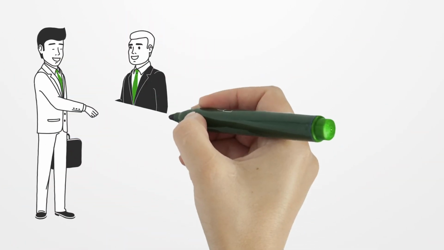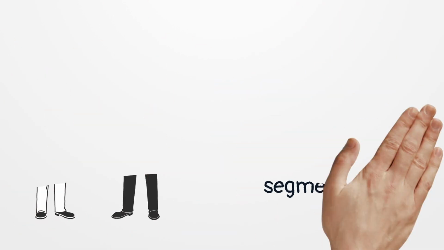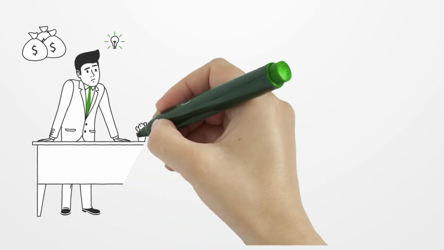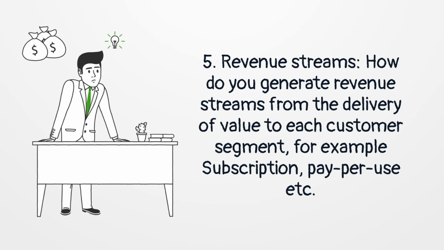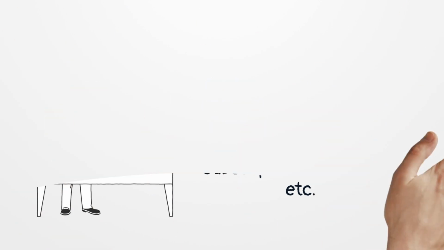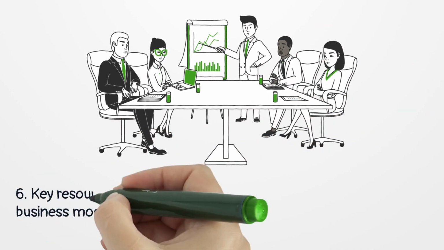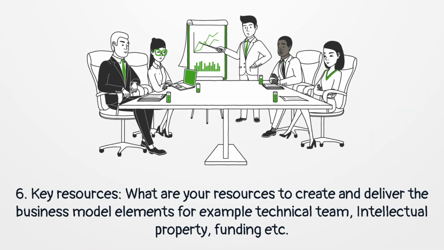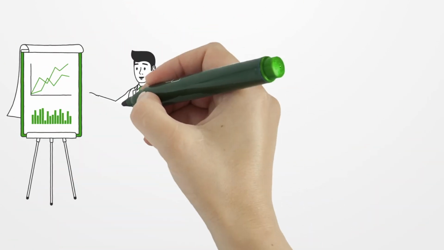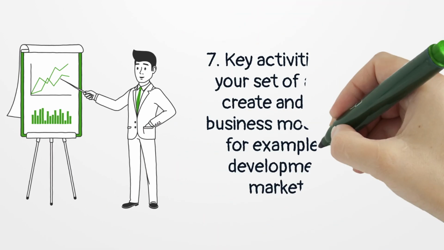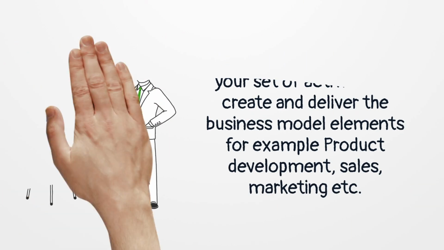4. Customer relationships. How do you establish and maintain relationships with each customer segment? 5. Revenue streams. How do you generate revenue streams from the delivery of value to each customer segment, for example subscription, pay-per-use, etc. 6. Key resources. What are your resources to create and deliver the business model elements, for example technical team, intellectual property, funding, etc. 7. Key activities. What are your set of activities to create and deliver the business model elements, for example product development, sales, marketing, etc.